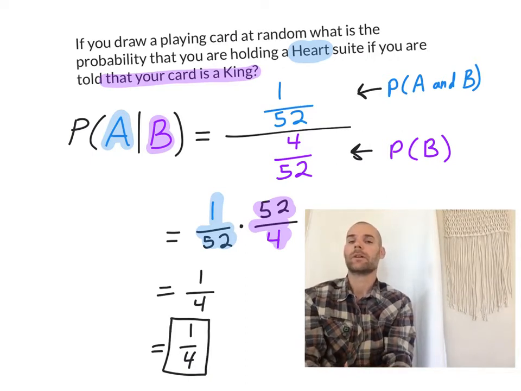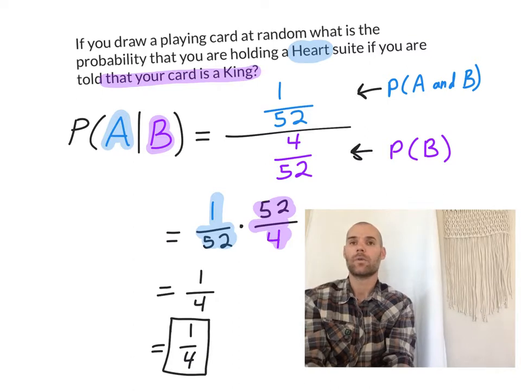Okay, so let's take a look here at our formula. So if I want to know the probability of A given B, in our case the probability of a heart given that it is a king, then I'm going to use that quotient formula where my numerator is the probability of both A and B occurring. My denominator is the probability of just B.